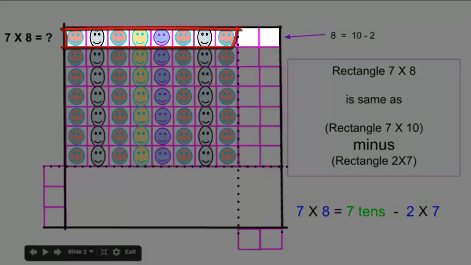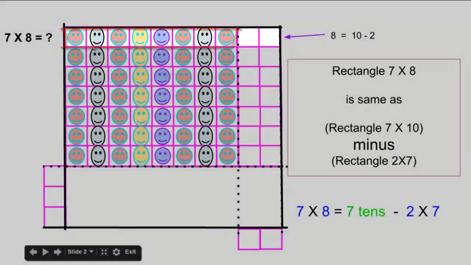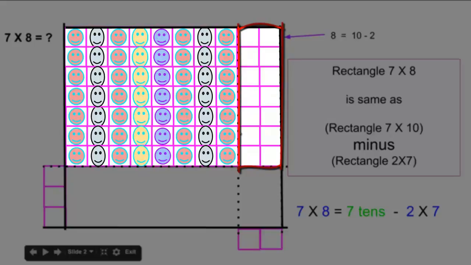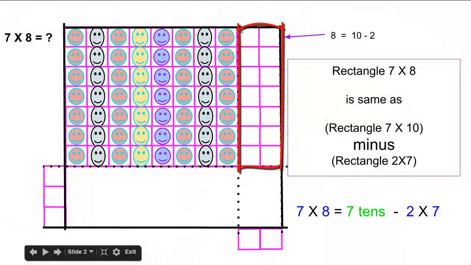We see that every 8 is just 2 short of a full 10. We recognize that the rectangle representing 7 times 8 can be seen as a bigger rectangle, which is 7 times 10, minus the smaller rectangle of 2 times 7. Of course, we can also recognize this smaller rectangle as 7 times 2 or 2 times 7.